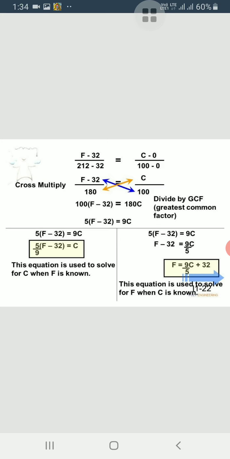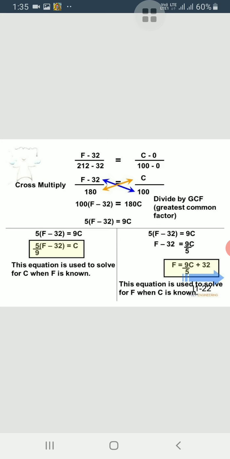in the first equation, you can see I write F minus 32, where F represents the Fahrenheit temperature, and 32 is its lower fixed point. In the denominator, the upper fixed point minus lower fixed point, equals C, where C represents the Celsius temperature, minus 0, where 0 is its lower fixed point, divided by upper fixed point minus lower fixed point. Now cross multiply these.